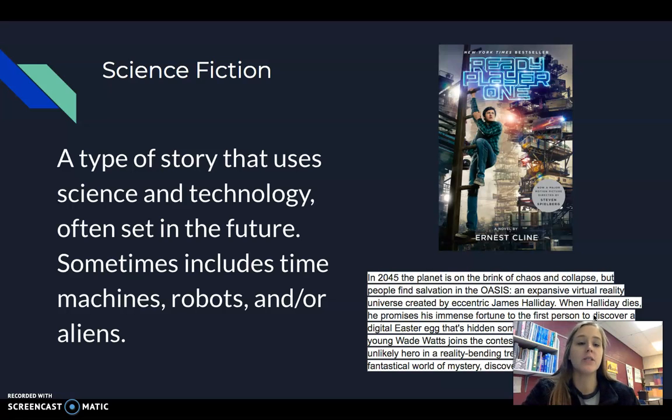Our example is Ready Player One. It takes place in 2045, so it's in the future. And the planet is on the brink of chaos and collapse. But people find salvation in the Oasis, an expansive virtual reality universe created by eccentric James Halliday. So we've got that futuristic technology. It takes place in the future, so it is science fiction. Right now, please go fill in your science fiction notes.